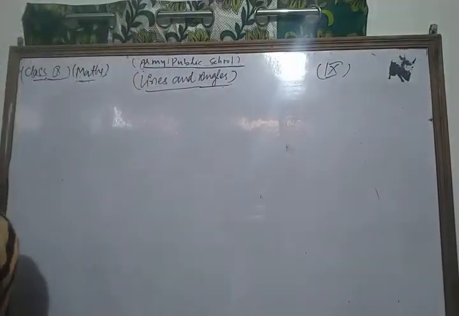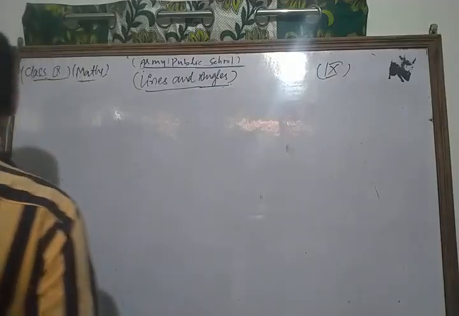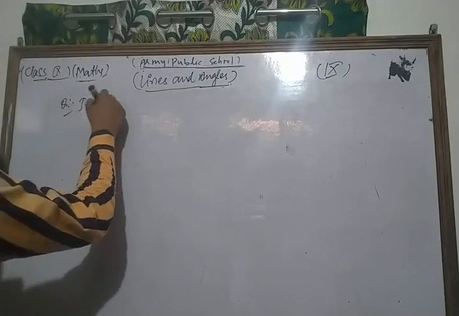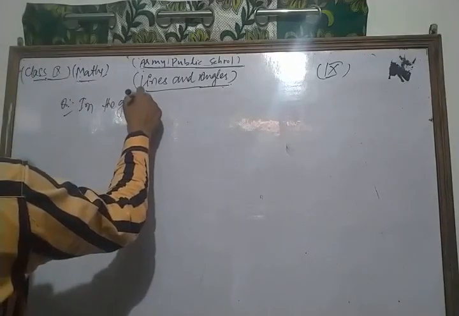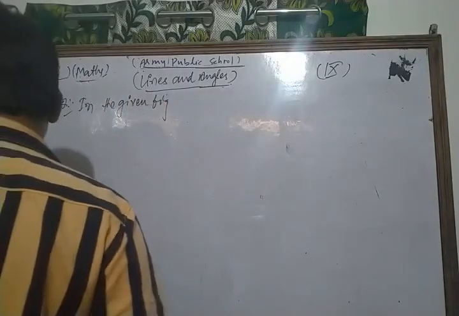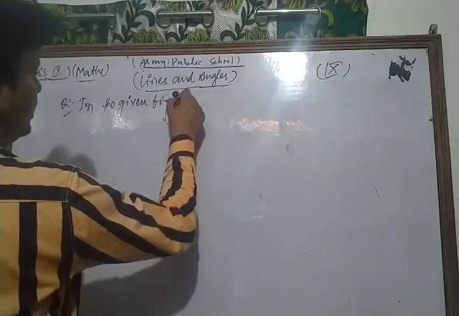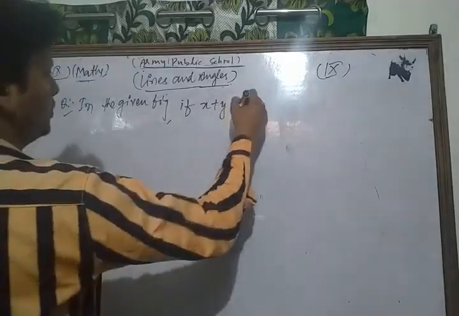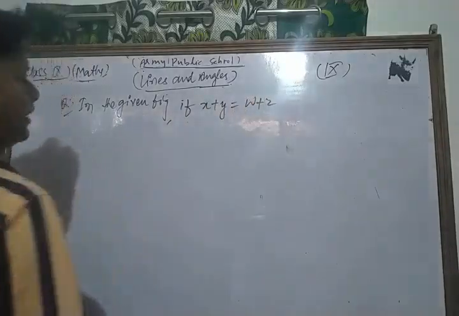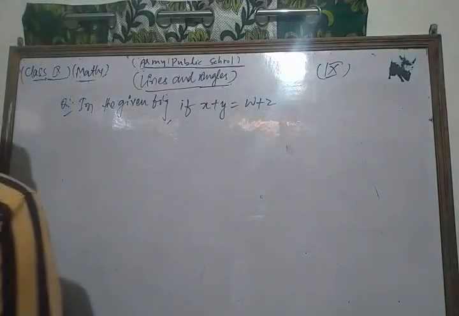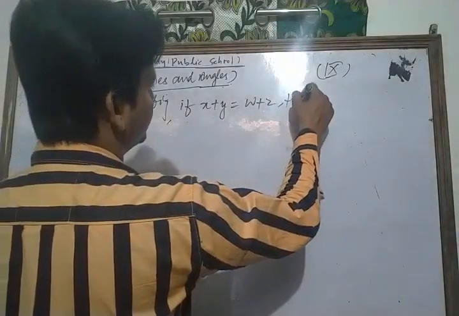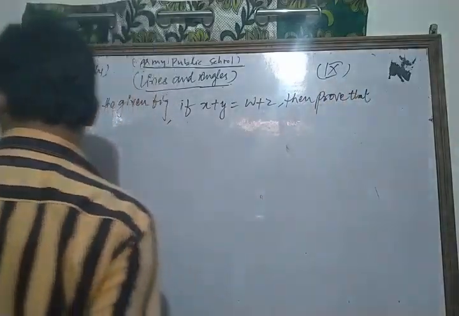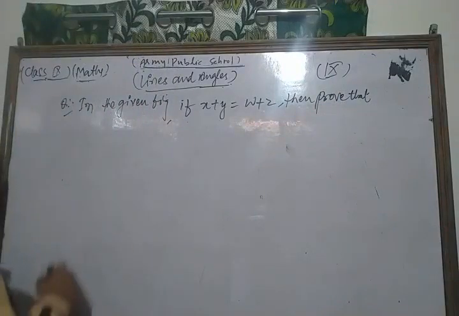Now let's see some other question. We take a very important question of your NCERT exercise. In the given figure, if x plus y is equal to w plus z, then prove that AOB is a line.